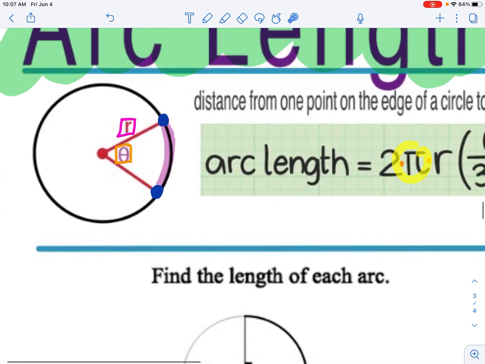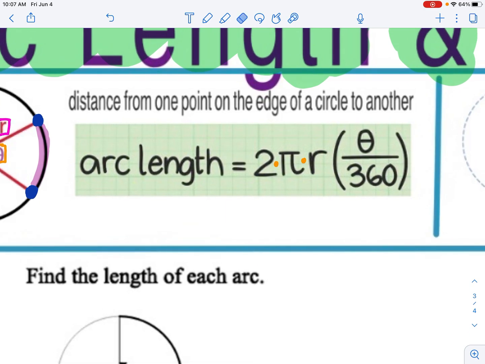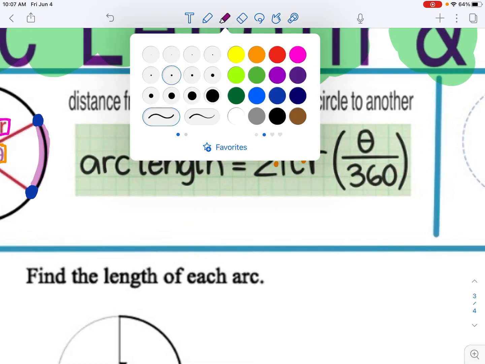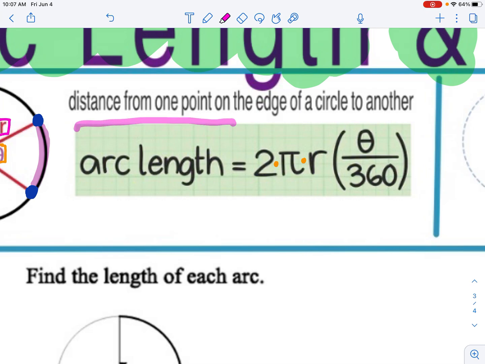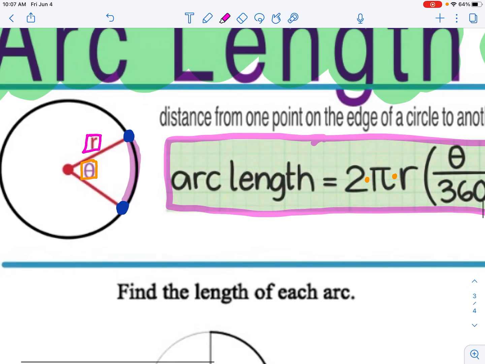Okay? Pi, remember, is the ratio of the circumference of a circle, all the way around the circle, over the diameter, okay? So this is how we do arc length. We're going to use this formula right here, all right? There we go.